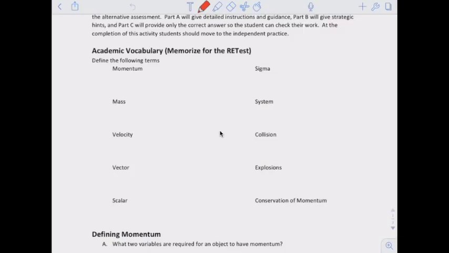A vector is a quantity that has both direction and magnitude, and a scalar quantity is just a number, it doesn't have a direction to it. When we are looking at our system, the system is what is being observed. A collision is when you have two objects that collide with each other. An explosion is a specific type of momentum equation where your initial momentum is zero and things blow up.